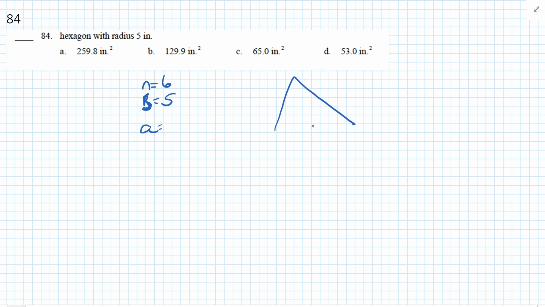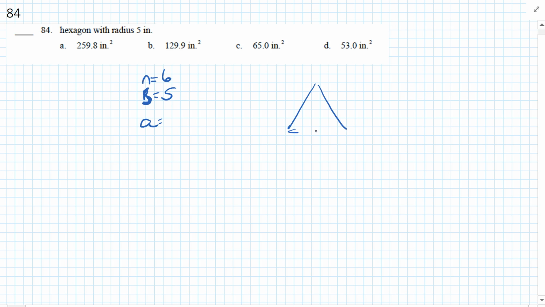Well, again, it's a hexagon. So it's a 6-sided figure. So we know it's going to be a 30, 60, 90 triangle. So we know that's 5. We know that's 2.5. So what's the apothem going to be? 2.5 times the square root of 3, right? That's going to equal our A value.